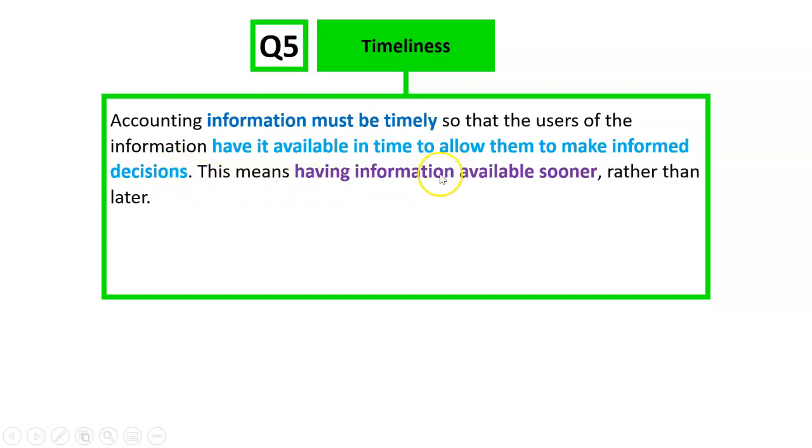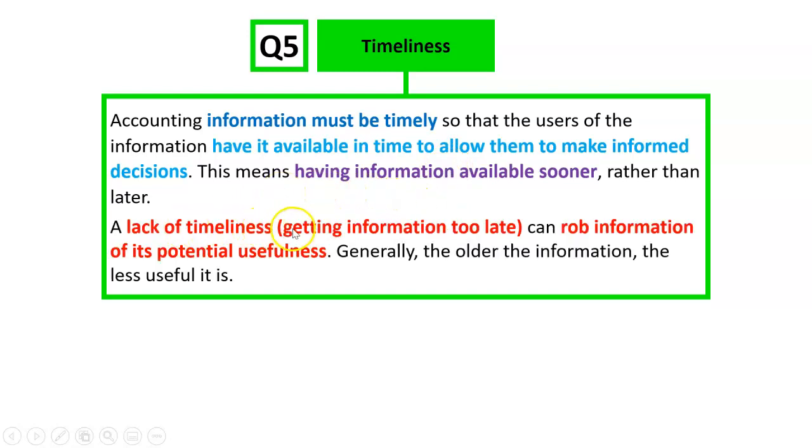And basically that means we want information sooner rather than later. A lack of timeliness, so as in we get information too late, can rob it of its potential usefulness. Generally, the older the information, the less useful it is. How does that work? Well, let's have a look at how it doesn't work.